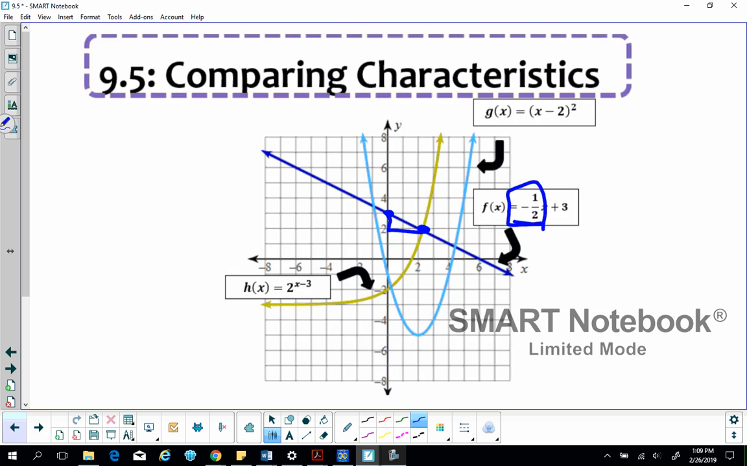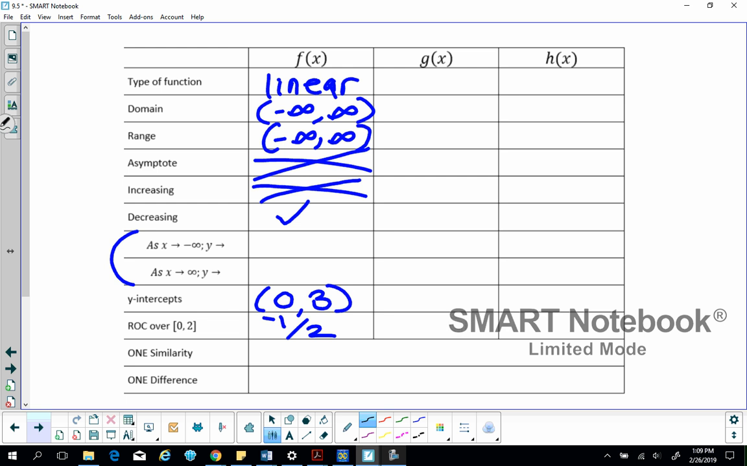Let's go to the next one, g of x, which is this parabola. What kind of function is that? The one that goes like this. Quadratic, right? So I'm gonna write quadratic right here. What's the domain? Negative infinity.